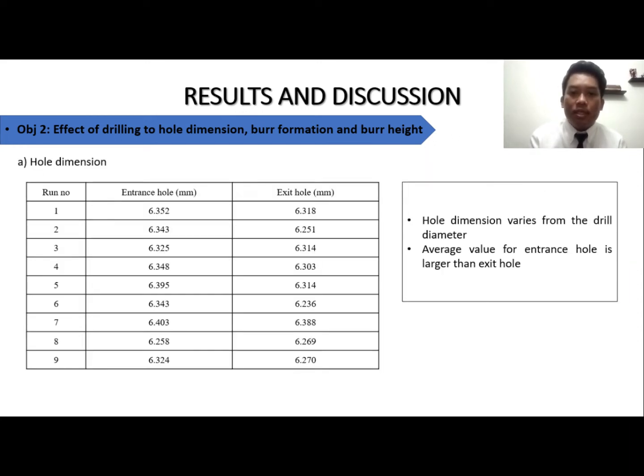And this is the summary of the average value of hole dimension. As can be seen, the hole dimension varies from the drill diameter value, that is 6.35 mm. And from the values, we can see that the entrance hole has a larger dimension compared to the exit hole.